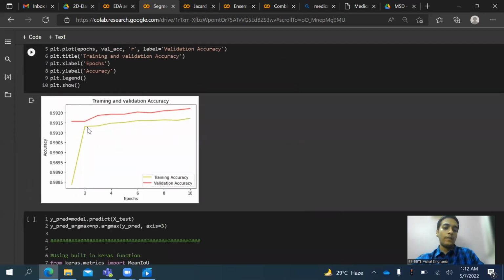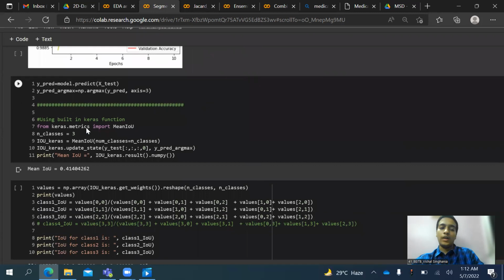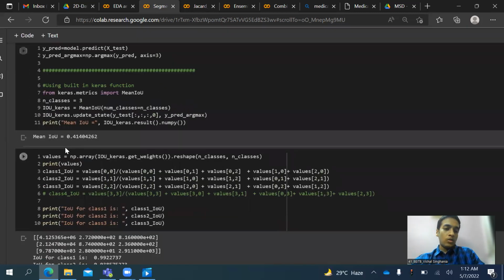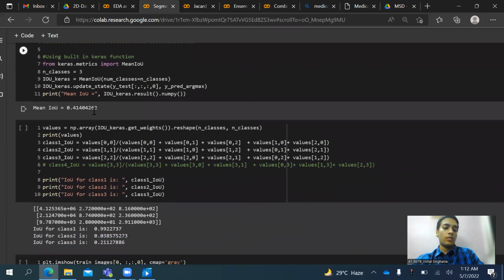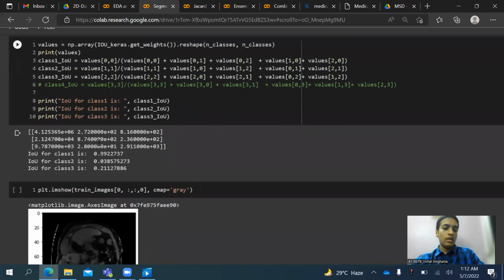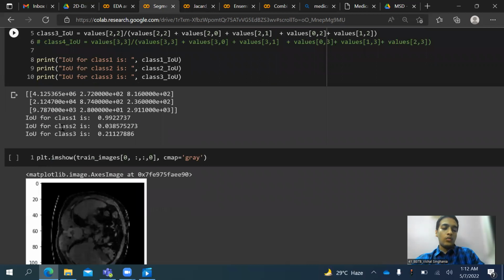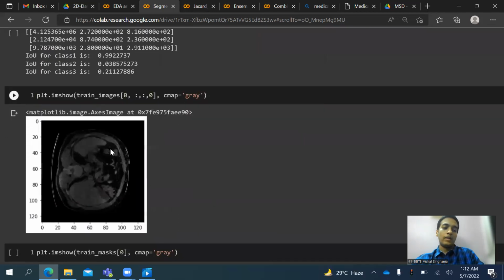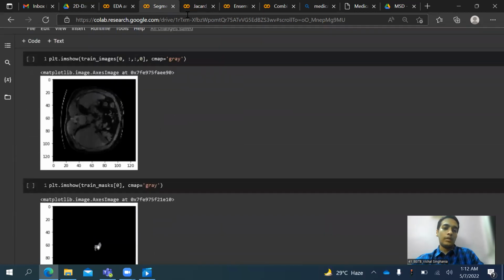After a point of time, the validation and the training accuracies are plateauing. And this is not an ideal case for any deep learning model. So the mean IOU was 0.41, largely because of the class imbalance problem. And as we see, the IOU for class 2 is quite low, 0.03, which could not be used in any application.